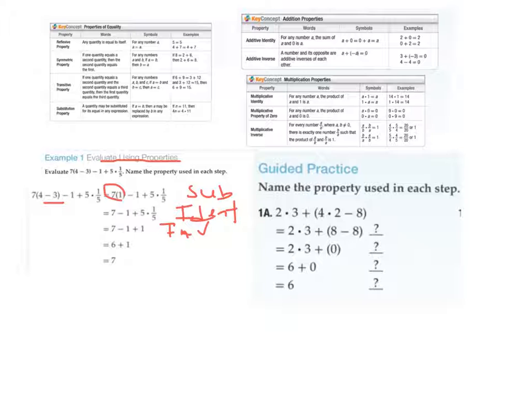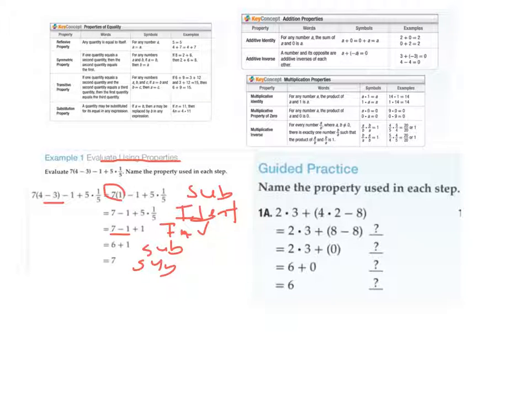And then the last thing we'd have is substitution, because 7 minus 1 is 6. And then the last one is also substitution, because 6 plus 1 is 7. So I identified the properties going from one equation to the next equation. So now let's do the same thing over here in the guided practice.